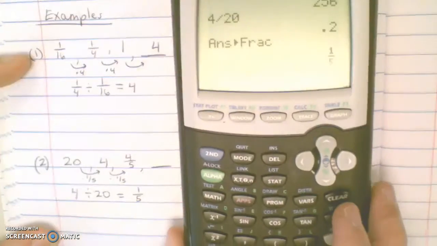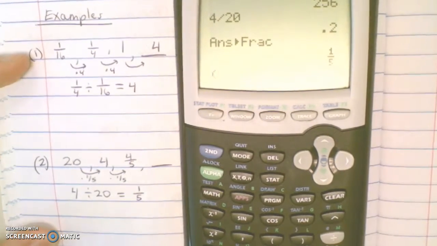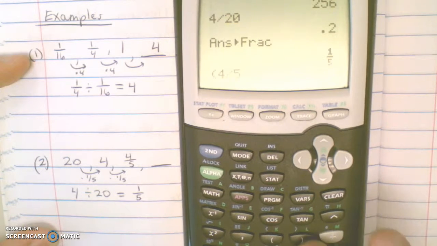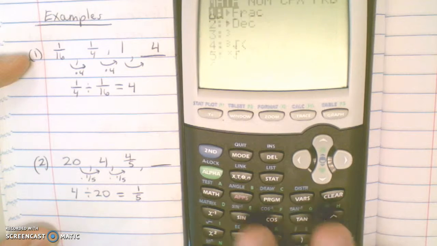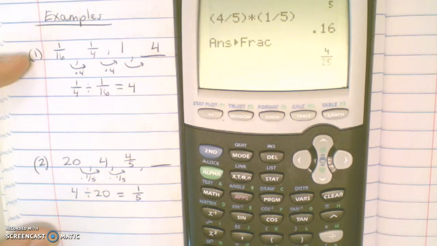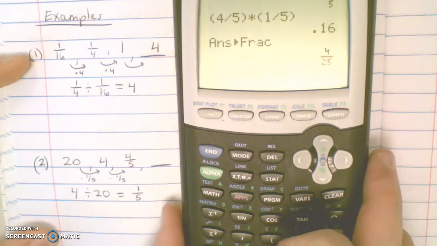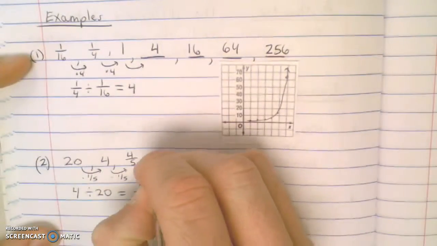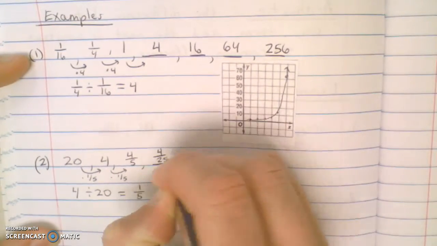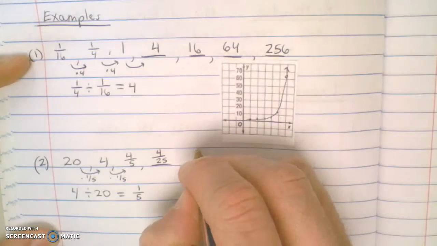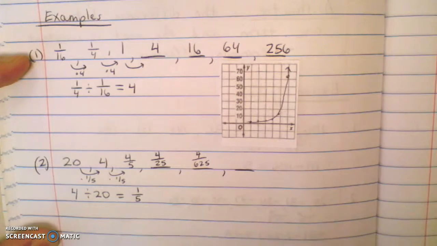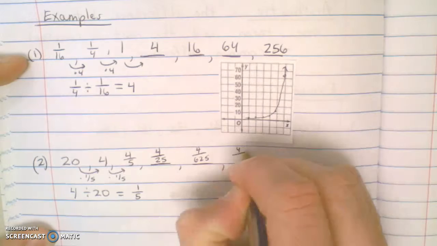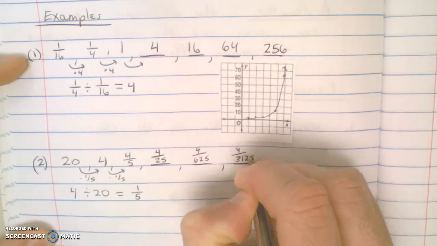And then using your calculator, you want to put those numbers in parentheses. 4/5 times 1/5, and then turn it into a fraction. It's 4/25. And then it's going to be 4 over 625. And then 4 over 3,125.